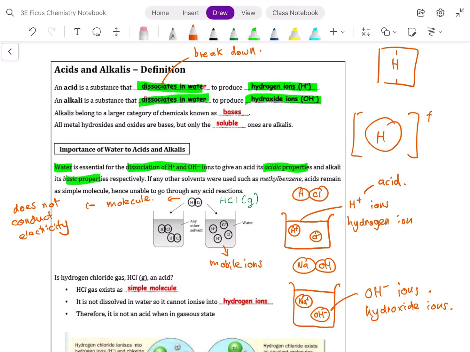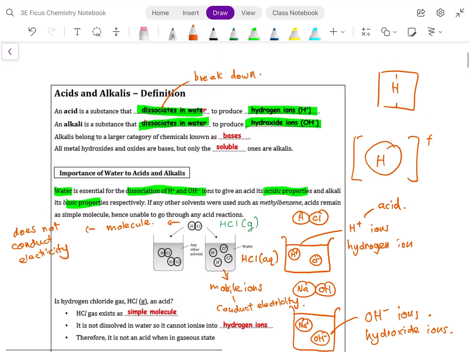So acid is very unique. When you dissociate it in water, it is HCl aqueous. It's a solution, basically. Only then does it have mobile ions and can conduct electricity. Without water, it cannot conduct electricity. But once you dissolve it in water, it dissociates to form H plus ions. As a result, there are mobile ions, so it can conduct electricity. So acid is always a solution.